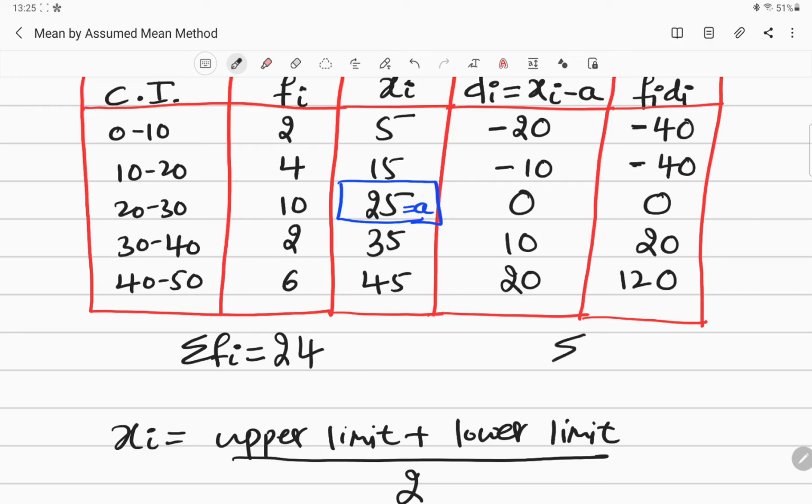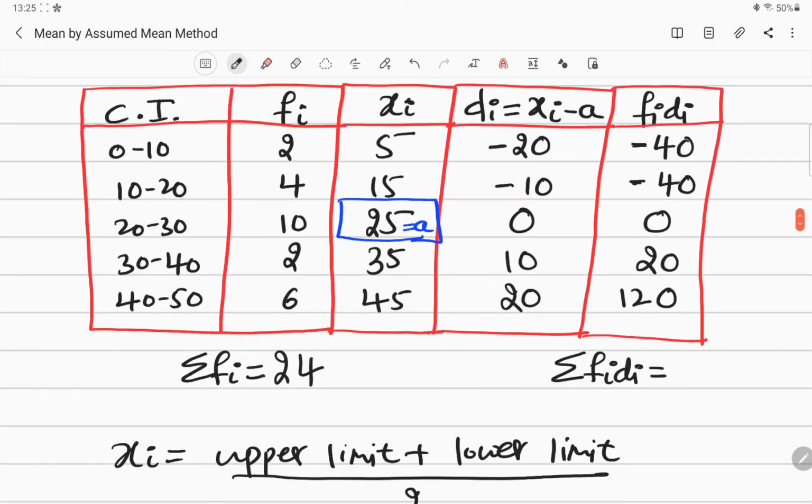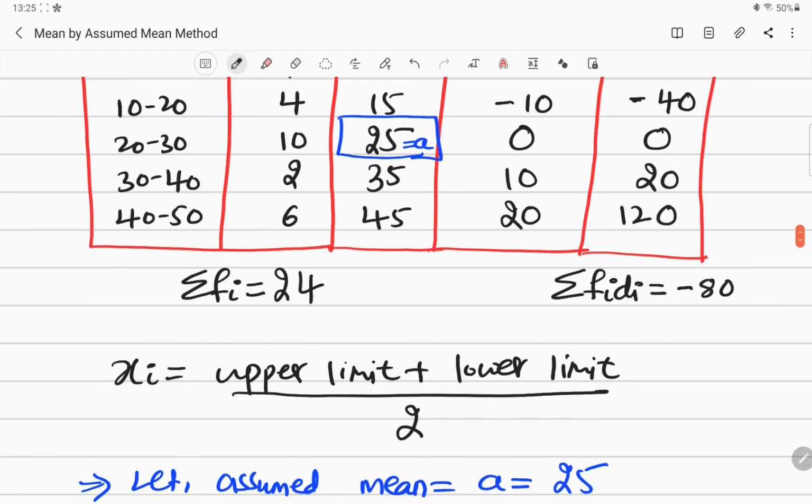Then afterwards you have to find out sigma fi into di here. So sigma fi di, try to do this. Minus 40 minus 40, how much is that? Minus 80, correct? Then 0 is there, leave that. Then 20 plus 120 becomes 140, right? So 140 minus 80 is 60. All right, so sigma fi into di is there, no? That value we got as 60.